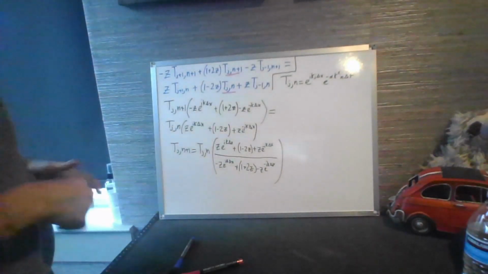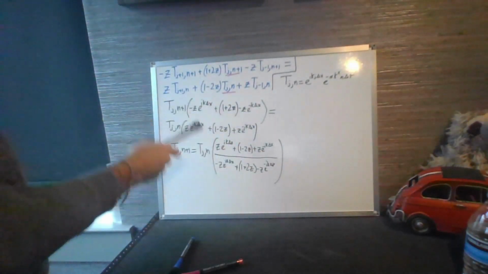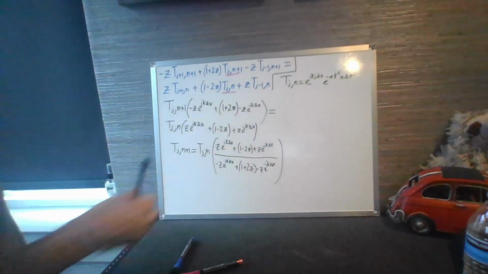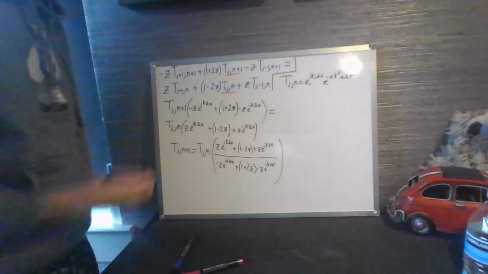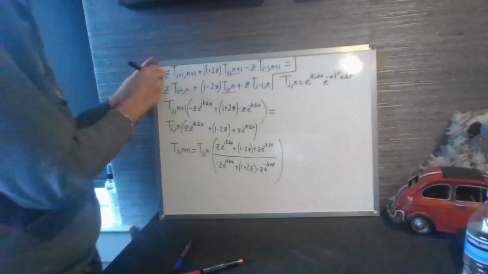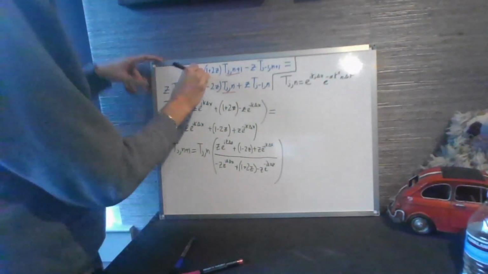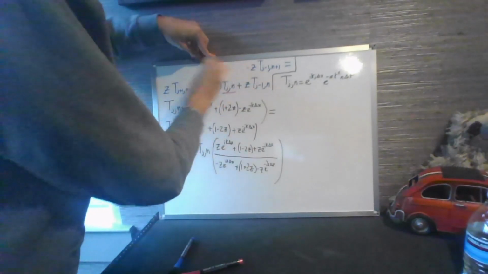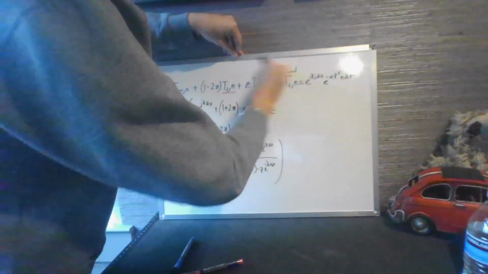Let me double check. Z, plus 1 minus 2z, plus z. Alright, that looks good. So what I'm going to do here is erase this top part as we don't need it anymore, just to free up some space, and we'll continue from there. Give me a second to erase this out.